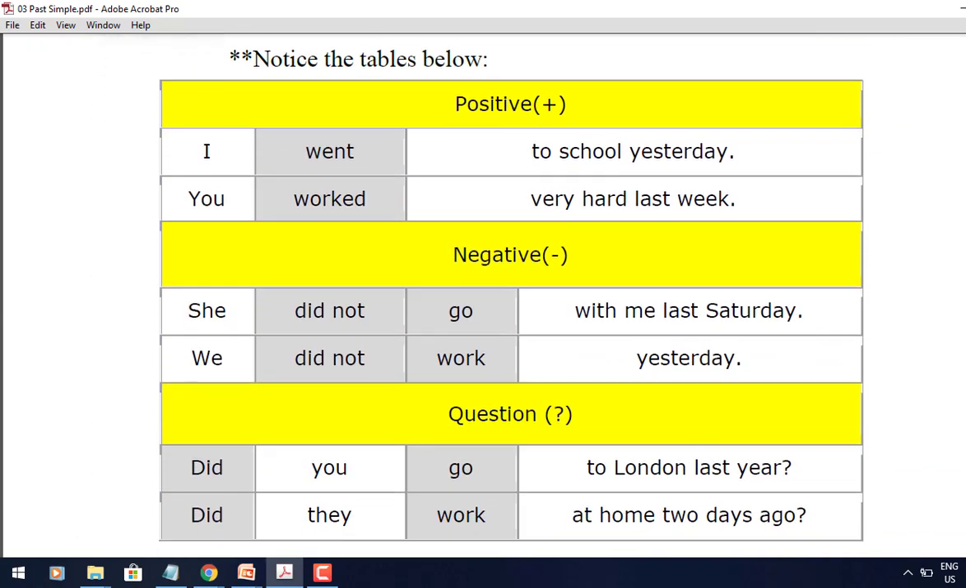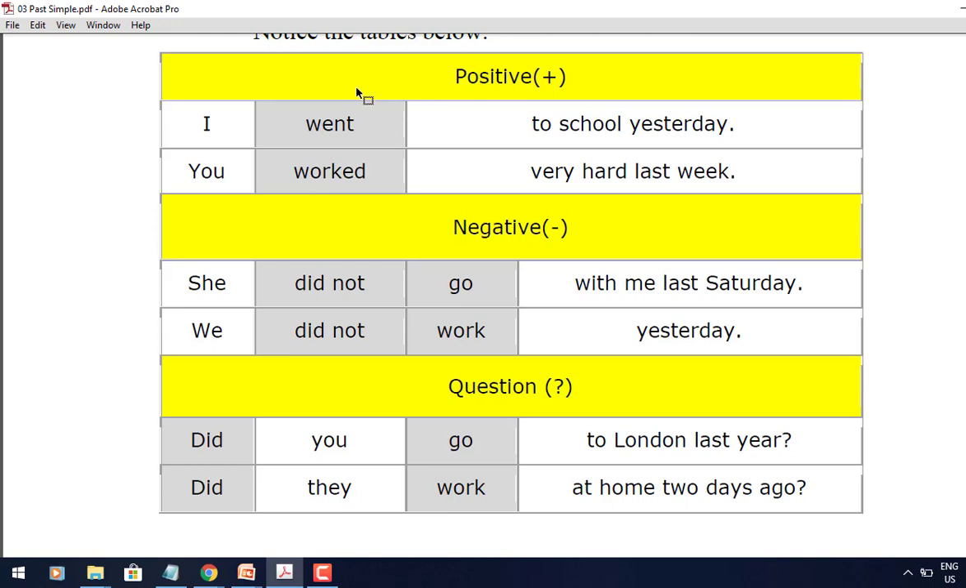Notice the table below. For the positive affirmative statement, I went to school yesterday. You worked very hard last week. Here we use the verb in the past form. Went is the past form of the verb go. Worked is a regular verb, past form of work. So we add ed to the regular verb and we change the irregular to the past form.